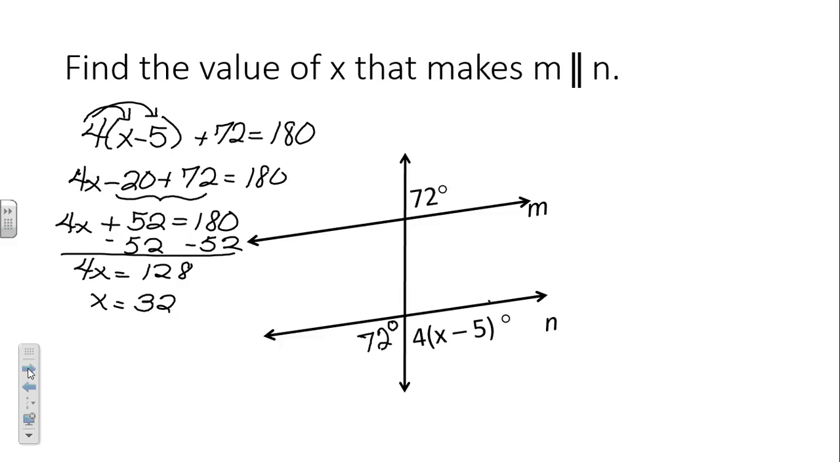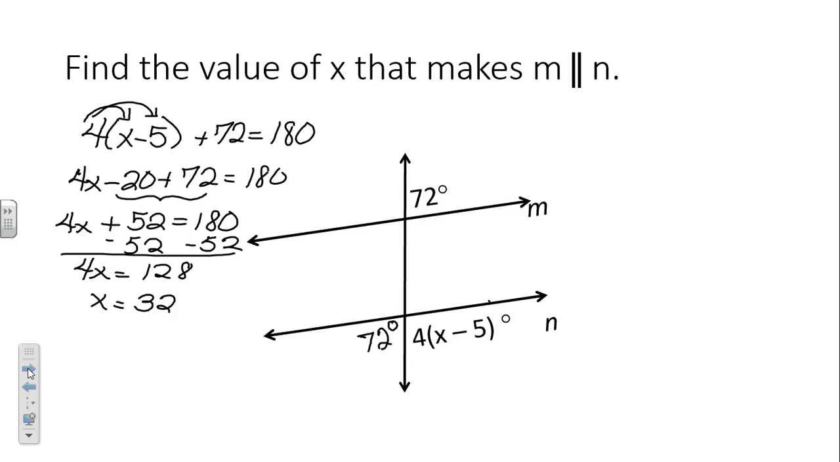32. So when x is 32, our alternate exterior angles are equal, and that forces those lines to be parallel. Okay? Because x is 32 now, we set it up to make those lines have to be parallel. What questions do you have on this slide? We feel good about this one?